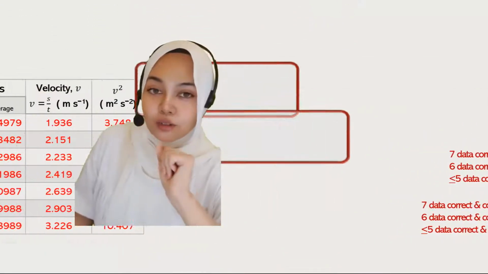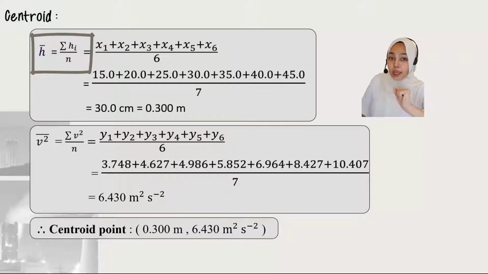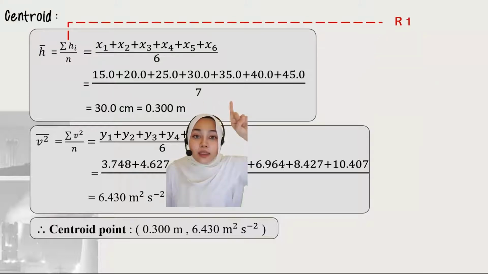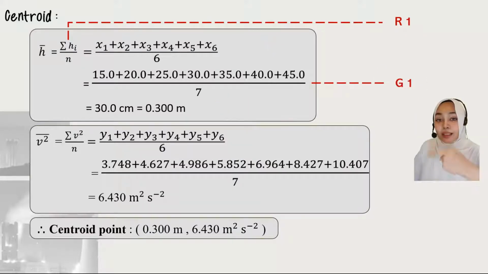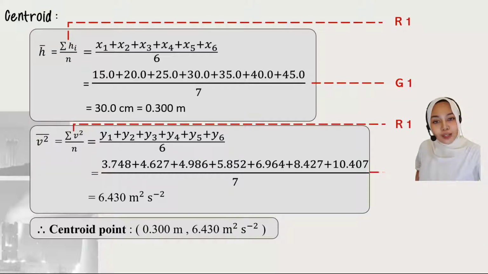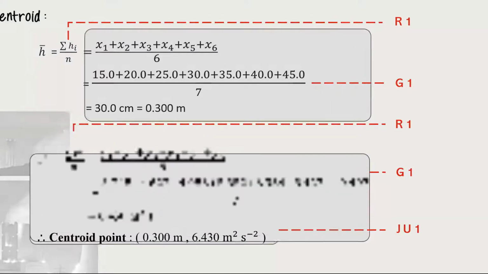Next, we go to calculation of centroid. If you write down your equation, summation of your data, in this case your h, over number of readings, n, you're going to be rewarded with R1. And the substitution, if you write it like this, all your data you include in your calculation, then you can get G1. Same goes for the x-axis quantity v squared, summation of all the data for the v squared over number of reading, R1, and the substitution G1. And lastly, for the centroid, if you write down the coordinate of the centroid together with its correct unit, Ju1.